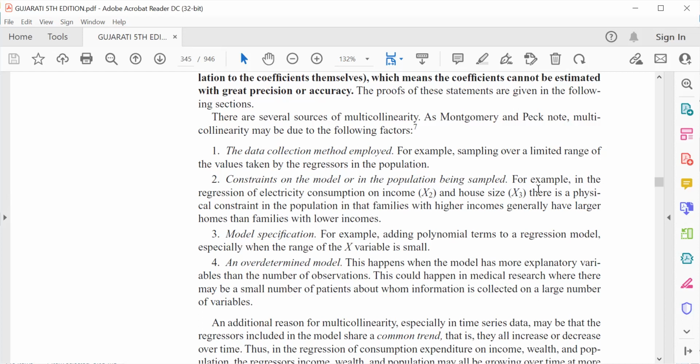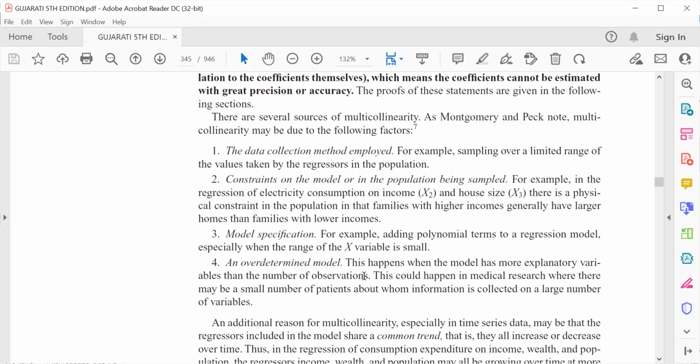And the third one is model specification. For example, in our model of total cost functions, this is a polynomial model. If we add some regressors in our model, for example, from x, the same x, and then we make it become x squared and x cubed, so we have related values. So there is a possibility they have perfect multicollinearity. And the fourth one is an overdetermined model. This happens when the model has more explanatory variables than the number of observations.